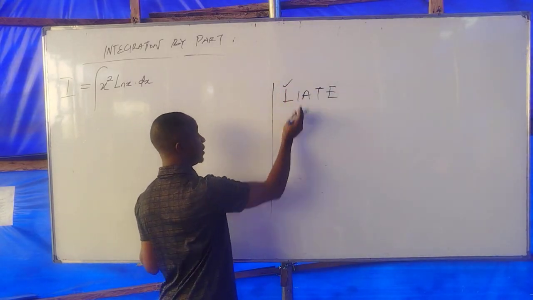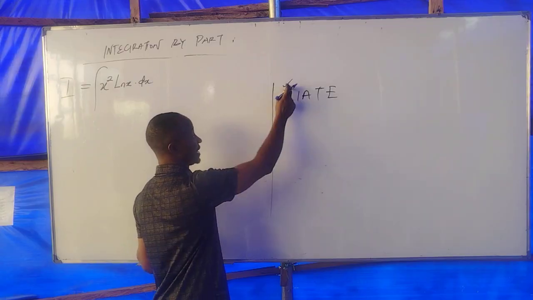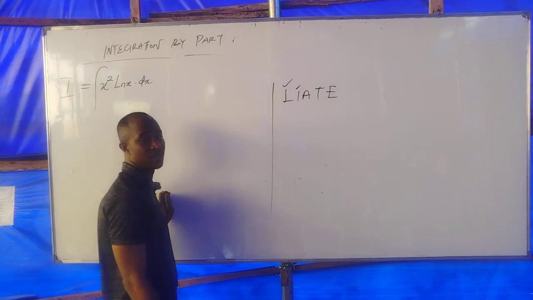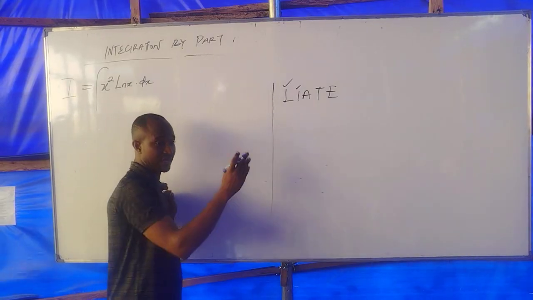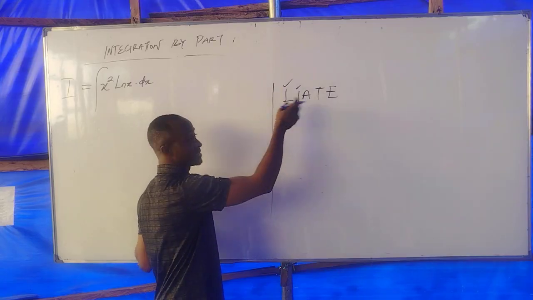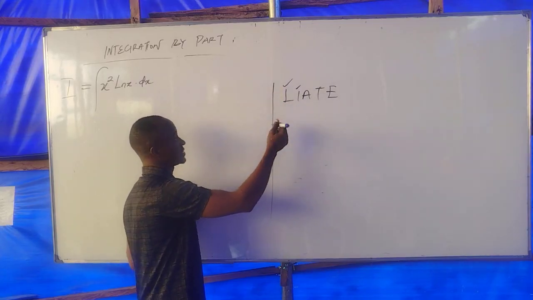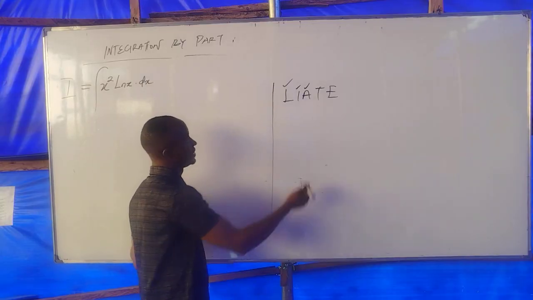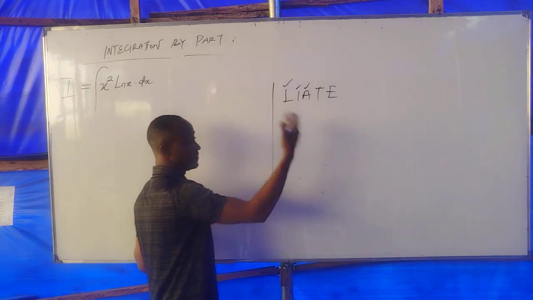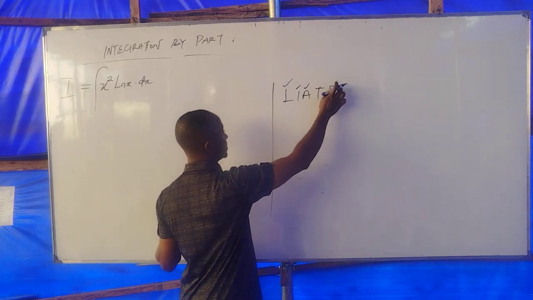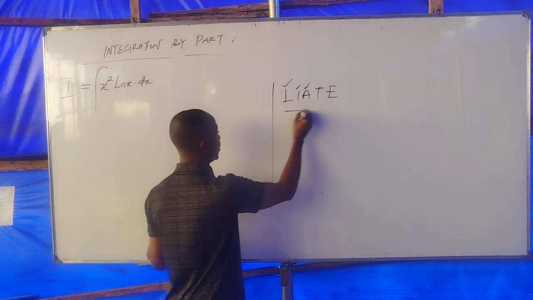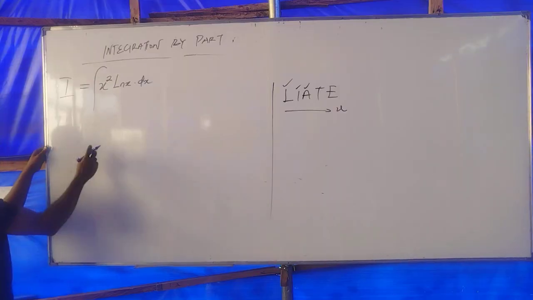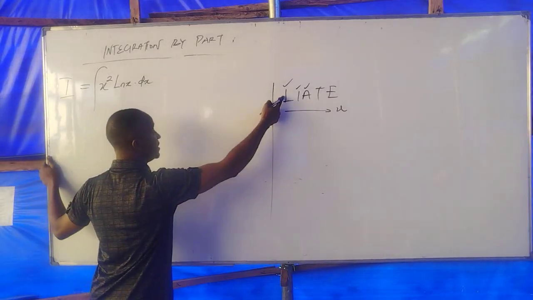L represents what? Logarithm, which is your ln x or your log x. I represents what? Your inverse trig, like your inverse of sine, inverse of cos. A represents what? Algebraic functions. T represents your trigonometric functions. E represents the exponential function. This is the priority order for choosing u, right?